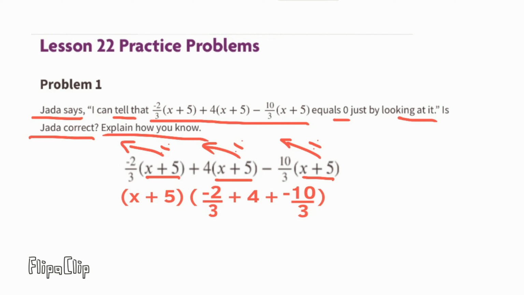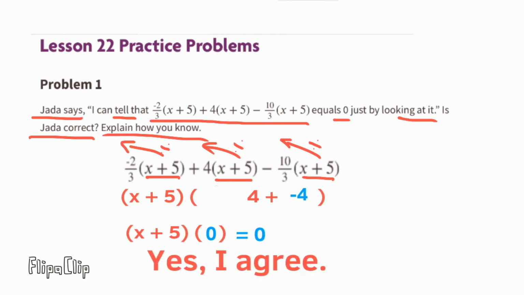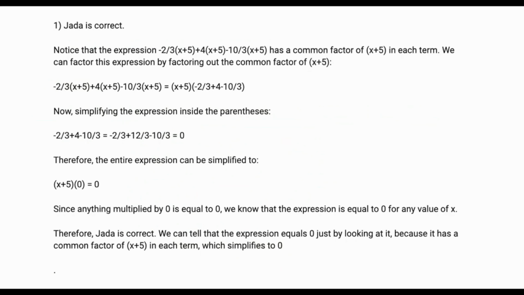We can combine these like terms. Negative 2/3 and negative 10/3 is negative 12/3. And negative 12/3 is equivalent to negative 12 divided by 3, which is negative 4. Now inside this parentheses, we're left with 4 plus negative 4, which is the same as 4 minus 4, which equals 0. Any value times 0 equals 0, so x plus 5 times 0 equals 0. So I agree with Jada. I've written out the steps for problem number 1. You can pause the video if you like.